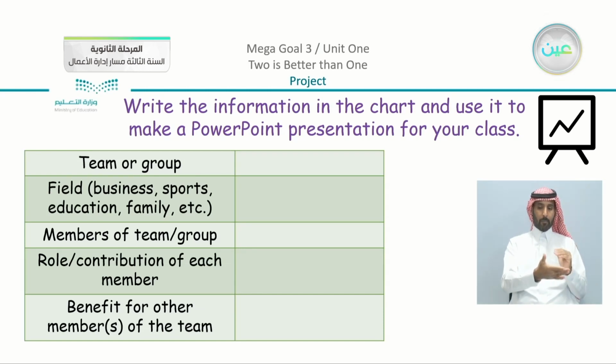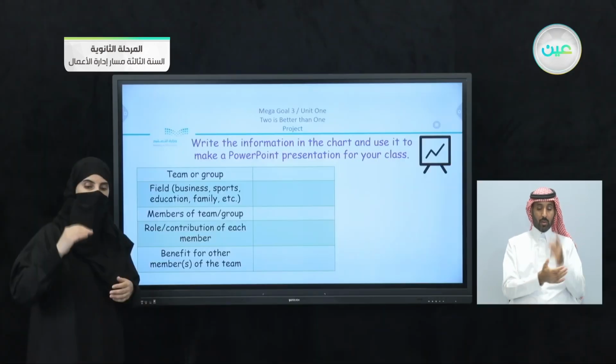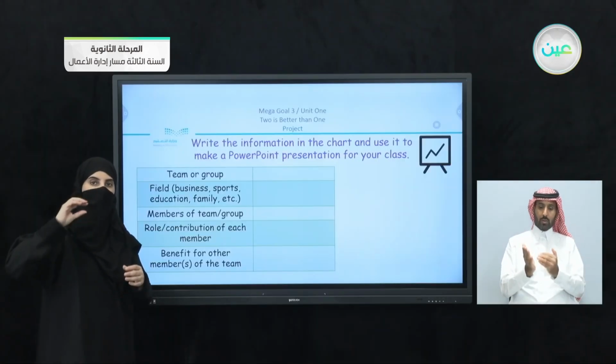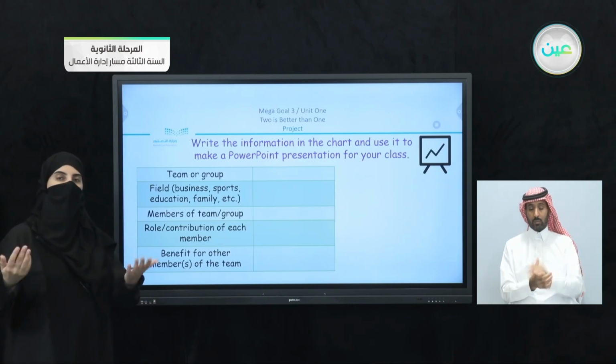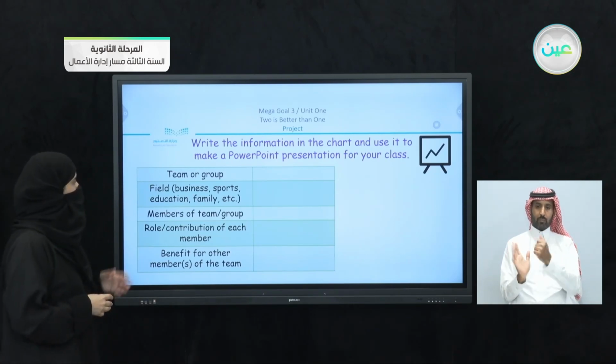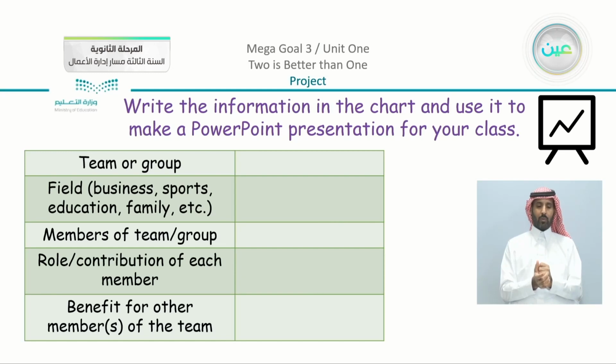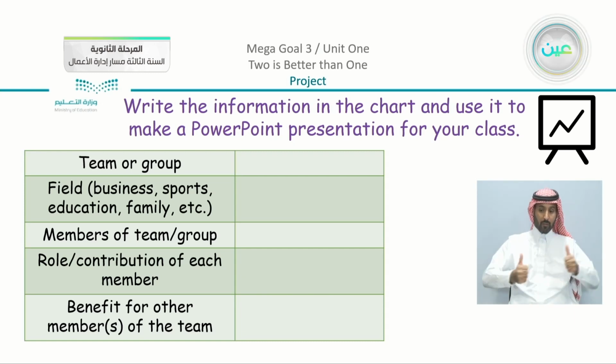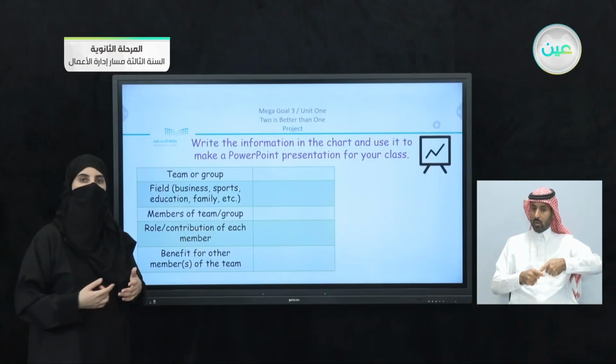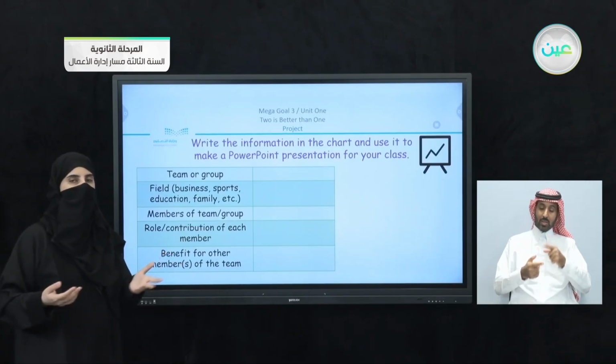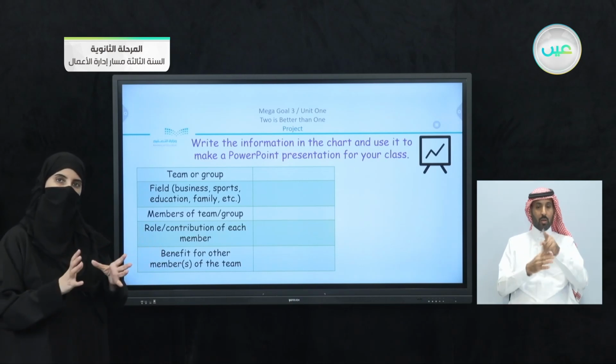Now, what do we have in the chart? You can outline the steps or the details that you are going to present. First of all, you are going to agree on a team or a group and write it. Then, what is the field? Is it business? It may be sports, education, family, and so on. It may be something in industry. It may be something that concerns any type of scientific field. So it's up to you and what you are interested in together.